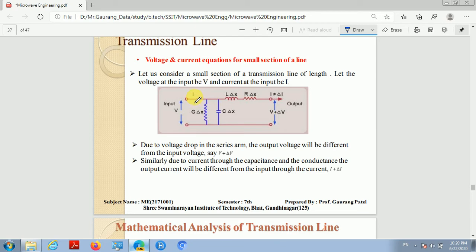Here you can see I have considered a very small section of transmission line whose length is delta x, and all these parameters are represented over here. The value of this inductor is L into delta x, because in a transmission line, at high frequency, the parameters are considered as distributed circuit elements, and they are defined per unit length. So if I consider the small section of transmission line, that is delta x, then the inductor will be L into delta x, the resistance will be R into delta x, the capacitance will be C into delta x, and the conductance will be G into delta x.